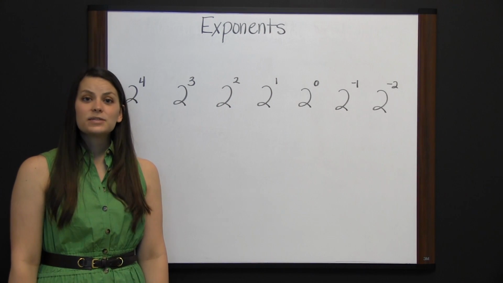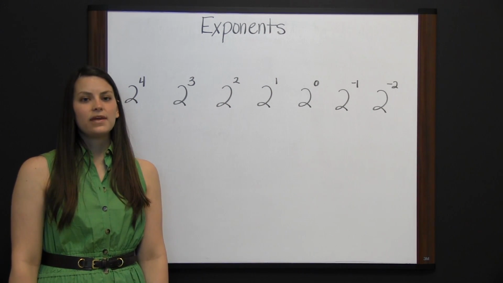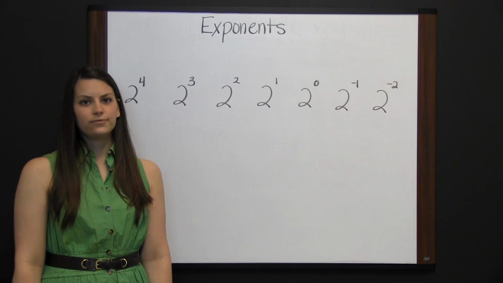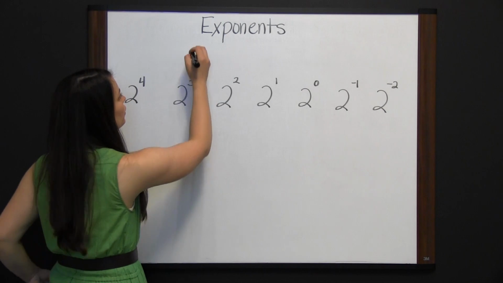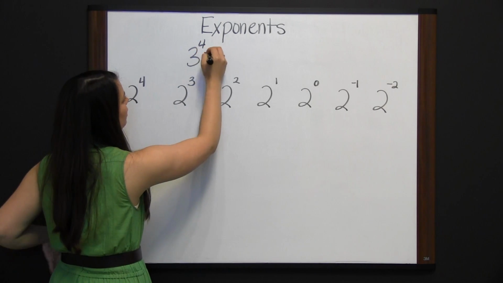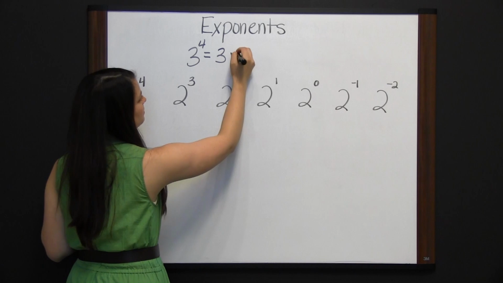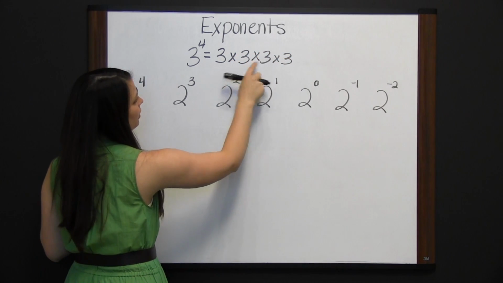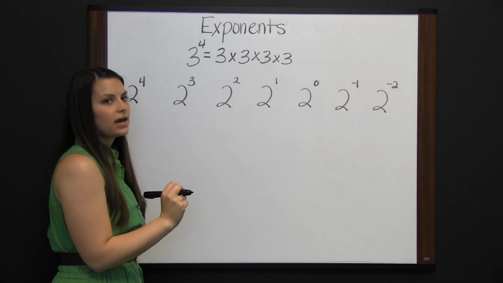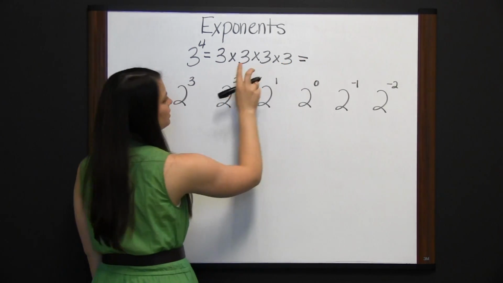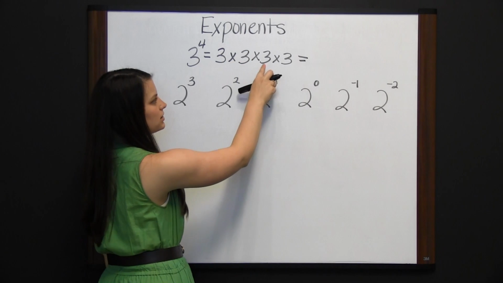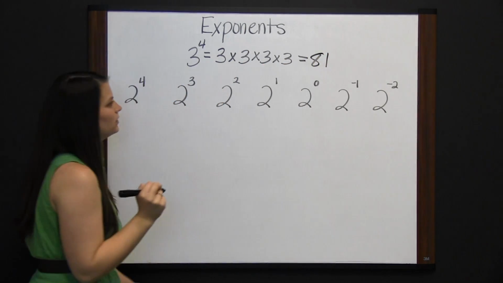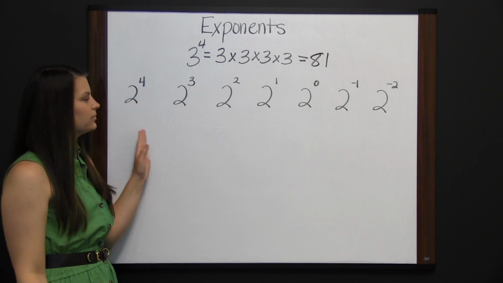Exponents. Exponents or powers represent the number of times a base number is multiplied by itself. For example, 3 to the 4th power is 3 multiplied by itself 4 times because of the exponent 4, which is 3 times 3 is 9, times 3 is 27, times 3 is 81.